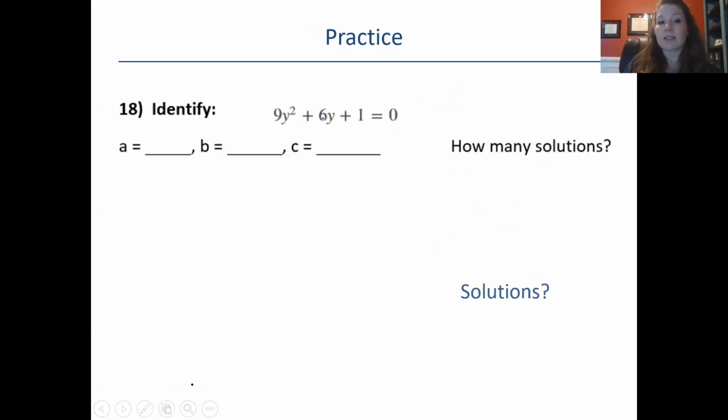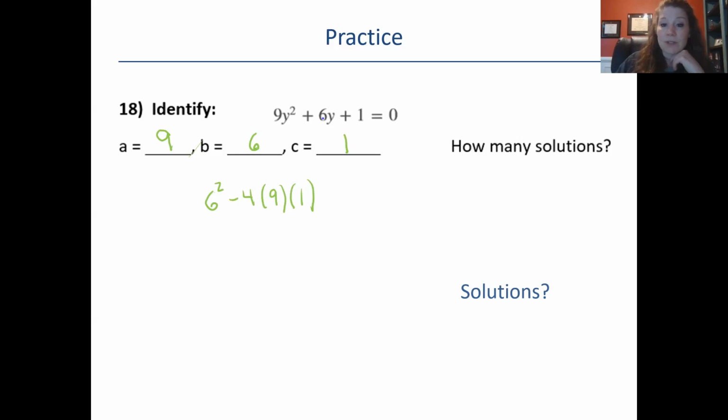So this is kind of what Hawks looks like. It asks you to first identify your A, B, and C. So our A is 9, our B is 6, and our C is 1. And then the next question will be, how many solutions are there? And then if the answer is either 1 or 2, then it will ask you to identify the solutions. So we'll start with our discriminant. So we're going to do B squared minus 4 times A times C. So we're going to type in 6 squared minus 4 times 9 times 1.